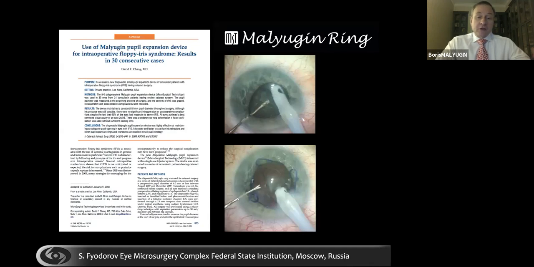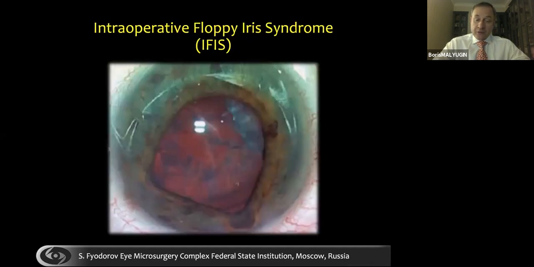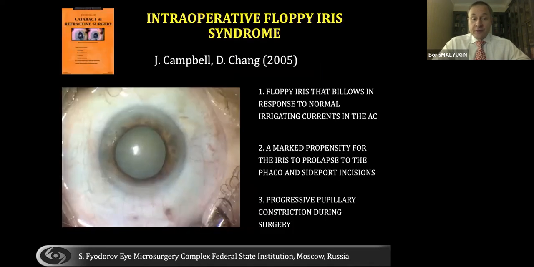The first publication on the Malyugin ring was by David Chang, who showed that it is quite useful in intraoperative floppy iris syndrome, which I will be talking about a little bit later on. Shown here, the pupil is not very small, but we can see the iris going through the main incision and being incarcerated into the paracentesis, and you anticipate some issues happening here.